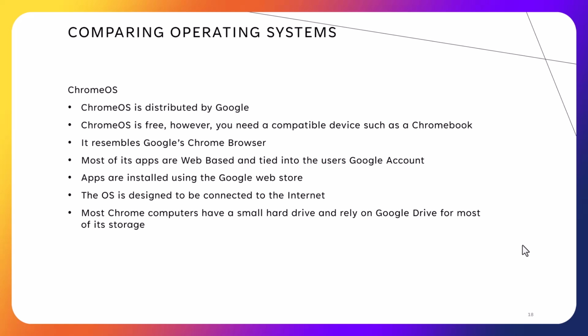You can install word processing applications, spreadsheets, a whole host of applications on a Linux or a Windows laptop and have it not connect to the internet, and it works just fine. That is not the case for Chrome. With Chrome, you have to be connected to the internet to get full use of it. So, of the four operating systems we talked about, Chrome OS does require an internet connection to get full functionality. Windows, Mac, and Linux do not have that requirement to be connected to the internet. Most Chrome computers have a really small hard drive, and you rely on Google Drive for most of its storage.